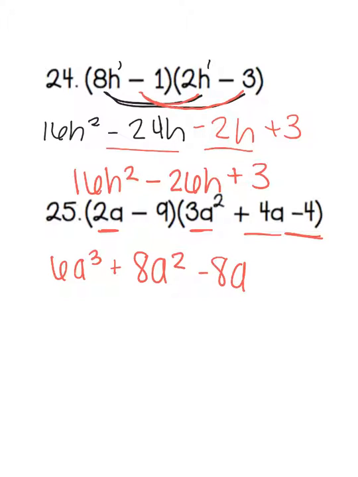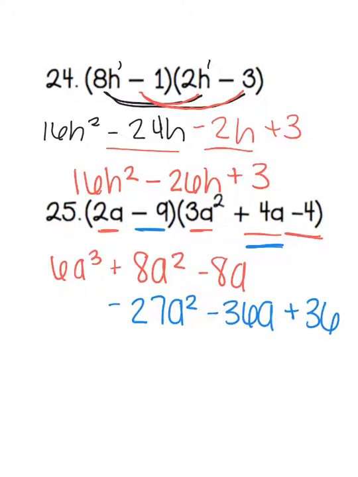Then when I go to do my second term, I'm going to line them up vertically by like terms. So negative 9 times 3a squared is negative 27a squared. And negative 9 times a positive 4 is negative 36a. And negative 9 times a negative 4 is a positive 36.